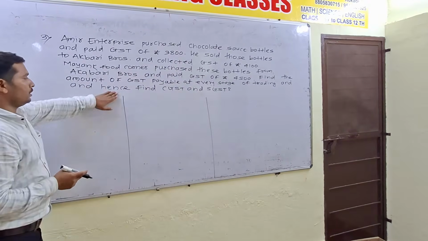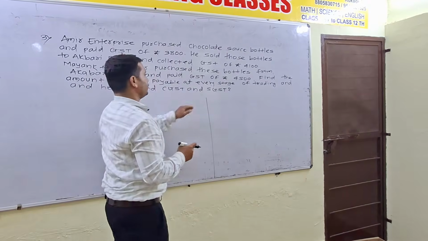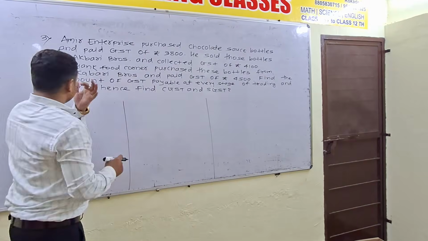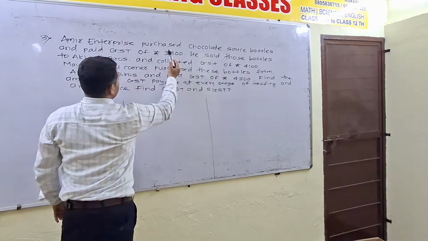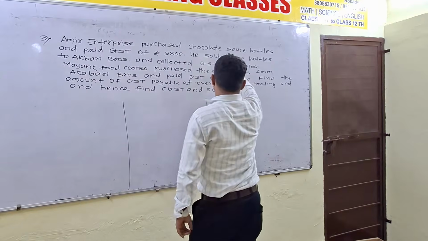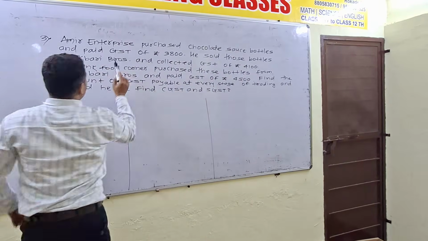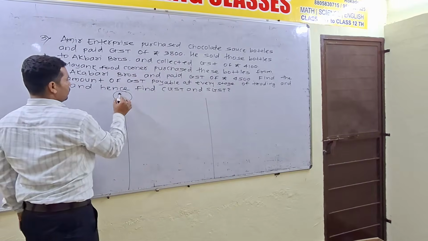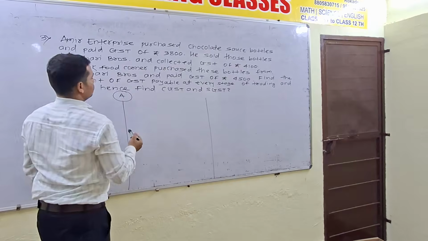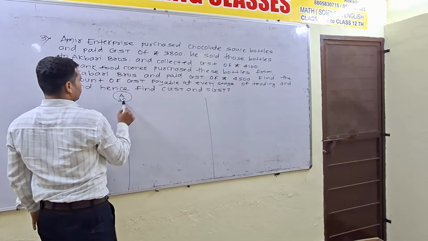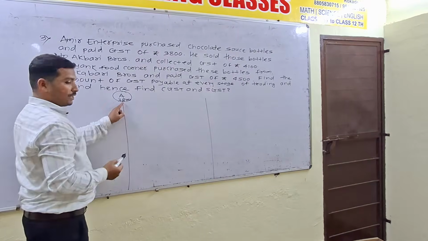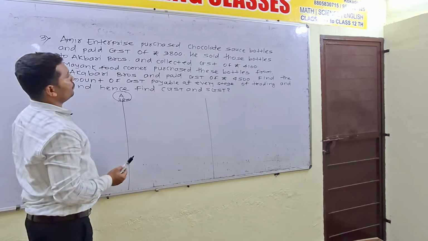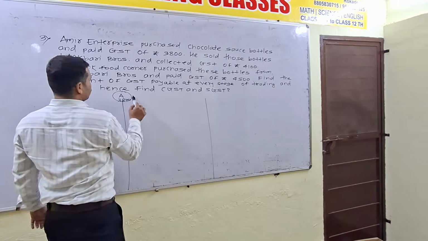First we read the question, then find out the GST payable at each and every stage. First, Amir Enterprises purchased chocolate sauce bottles and paid GST 3,800 rupees. First, who paid? Amir Enterprises. At the time of purchase, Amir Enterprises paid GST 3,800 rupees, and he sold to Akbari Bros.